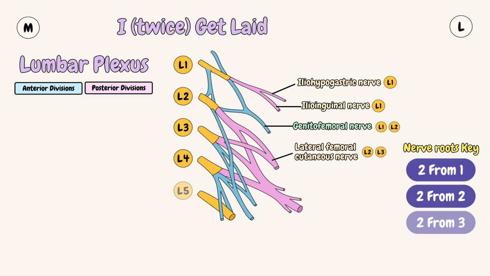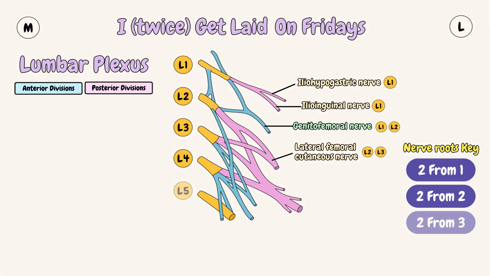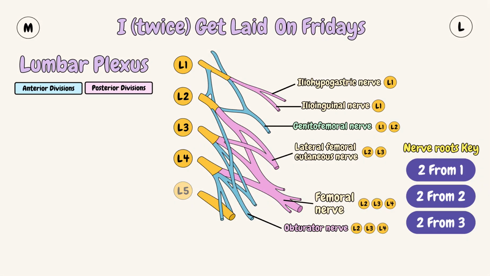Next in the mnemonic is, I twice get laid on Friday. Yeah, both of them are pretty heavy laying on me. And yes, these 2 nerves are pretty large nerves that innervate the largest muscle groups. On is for the obturator nerve, and the Friday is for the femoral nerve. The obturator nerve innervates the muscles in the medial compartment of the thigh, and the femoral nerve innervates the anterior compartment of the thigh. Now these 2 nerves have the largest number of nerve roots. We use our trick, 2 from 3. 2 large nerves from 3 root values. As you can see, both of these nerves have the same root values, L2, L3, and L4. Awesome. Now let's quickly review.